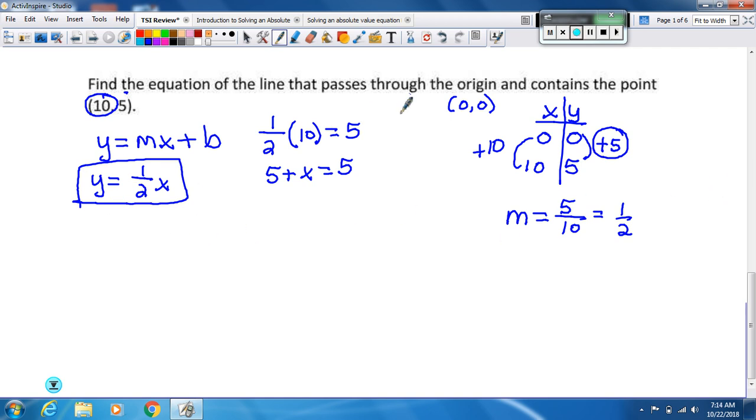Now, I would like to say that the quickest way to do that, because it's passing through the origin, you know that the y-intercept is already 0, so all you really had to do was y over x. Remember, these are alphabetical order. So all you had to do was y over x, which is 5 over 10, and simplify it, and you would have had your answer.